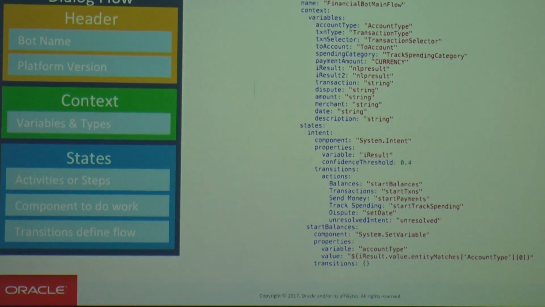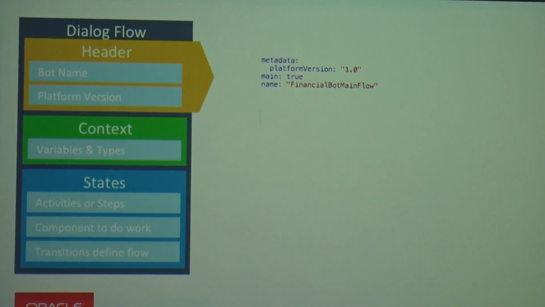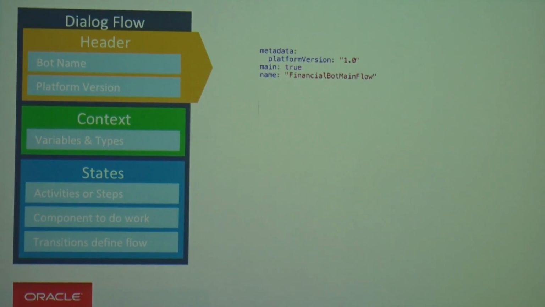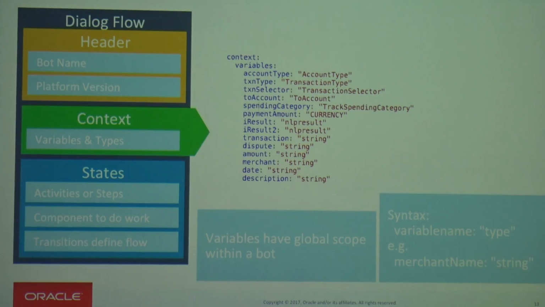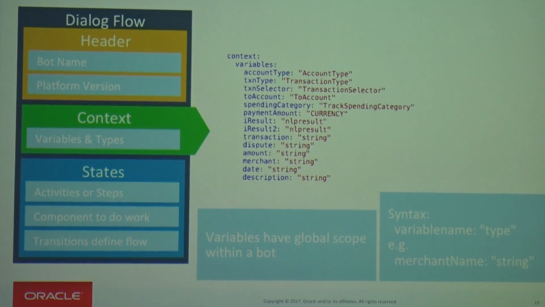So the first one, the header, is really just metadata about the conversation. It's really the version of the conversation. And the name, that's going to be the same everywhere. The context is basically the set of variables you're using to track information.